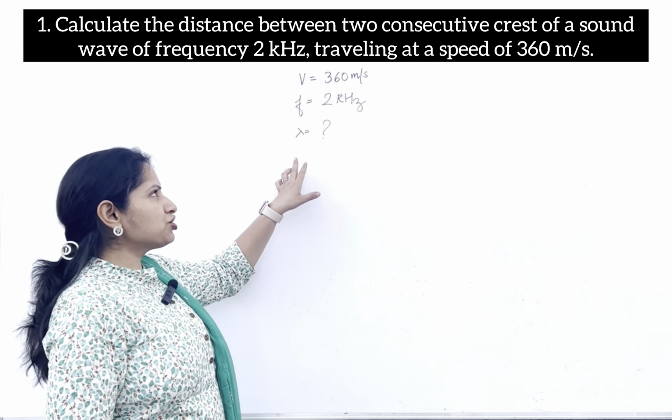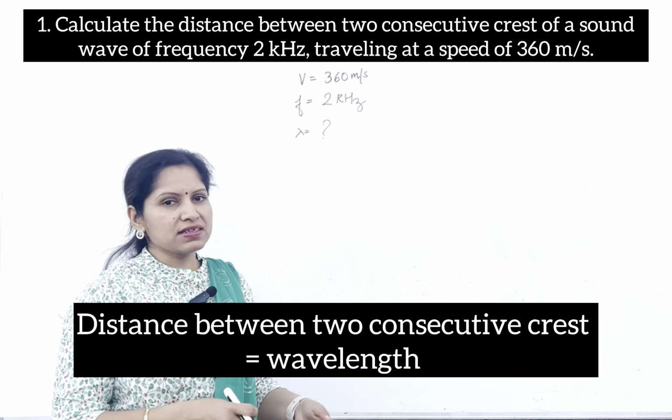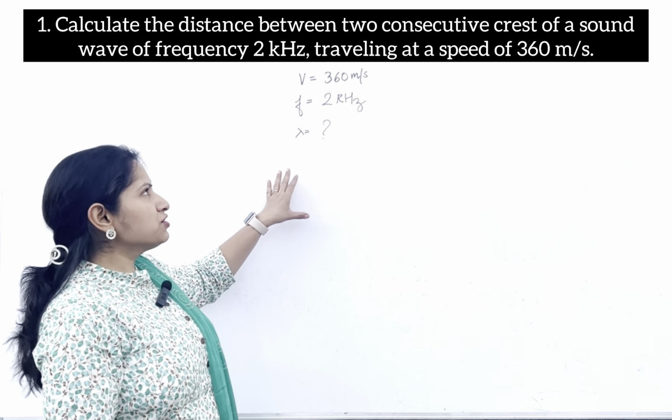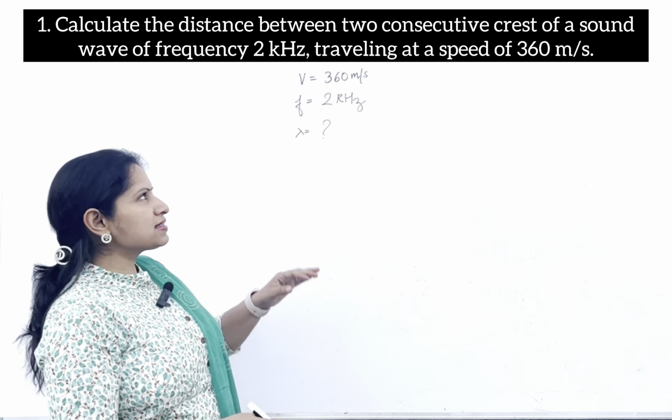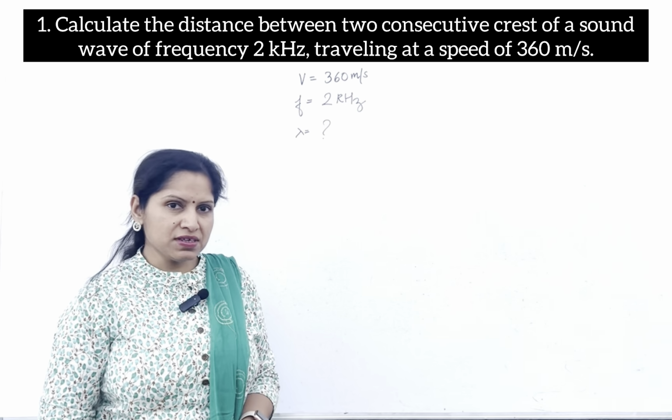It's asked in the question to calculate the wavelength. Distance between two consecutive crests means the wavelength. So it is asked to calculate the wavelength. Frequency is given 2 kilohertz and speed of sound wave is given 360 meter per second.